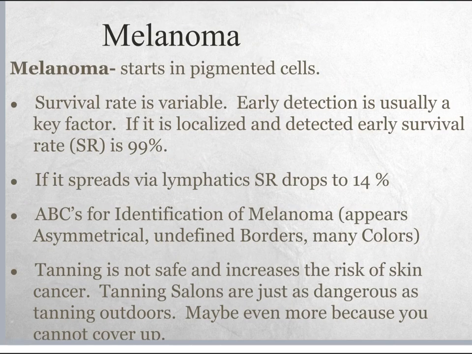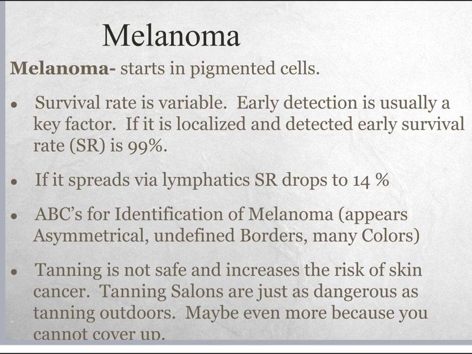Last but not least, we can elaborate on our melanomas. Remember, they start in pigmented cells like those moles and beauty marks that you have. Survival rate is variable as long as it's detected early. If it's localized and detected early, survival rate is about 99%. That's pretty good. If it spreads via the lymphatics, survival rate drops to 14%. So again, early detection is key.